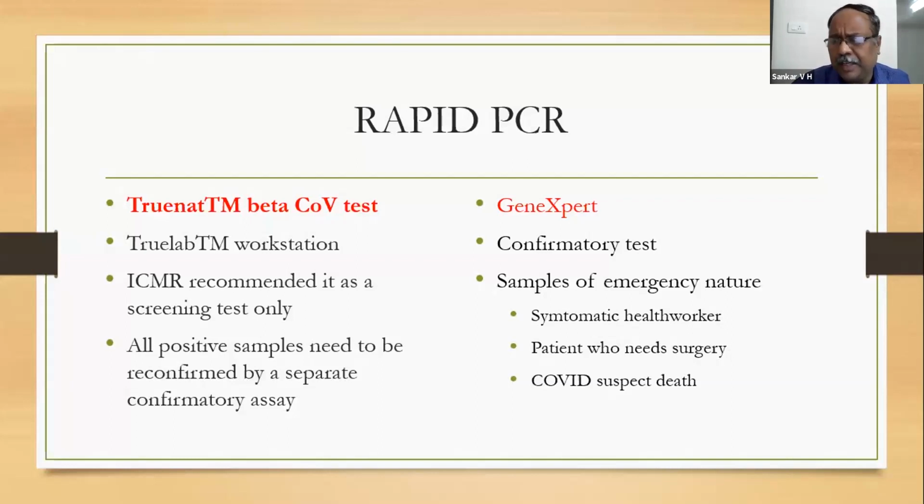GeneXpert is another platform where we are already doing tuberculosis RNA testing, and this is a confirmatory test. ICMR has recommended this only for samples of an emergency nature, like symptomatic health workers, patients who need surgery, or COVID suspect deaths, because we will get the result within 45 minutes. But the problem is it is costlier. I already told you RT PCR costs somewhere around 3,000, and GeneXpert costs around 7,000. So ICMR recommends GeneXpert only in special situations, and it has been started in Trivandrum, Calicut, and Ernakulam, that is Cochin. We started GeneXpert in the last 2-3 days, with a few samples already in Trivandrum Medical College.